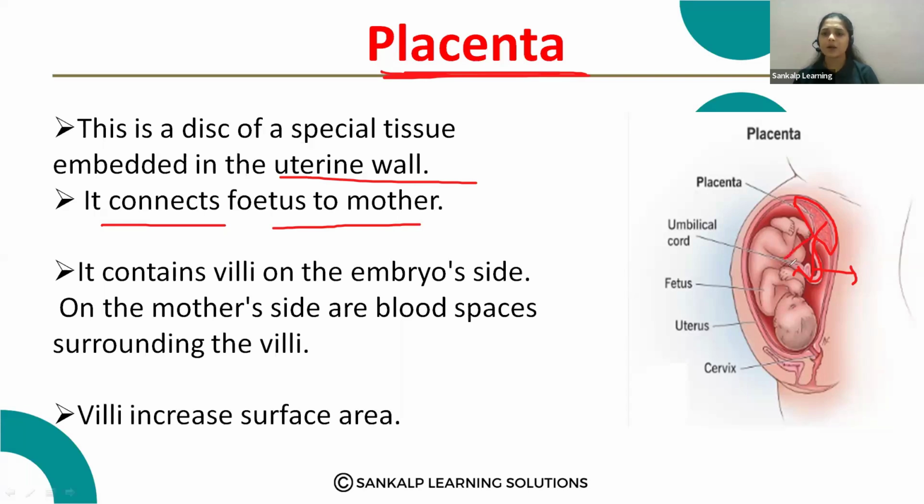And it has the villi, meaning the finger-like projections, on the mother side and the fetus side also, that provide the different nutrients and other constituents for the fetus.